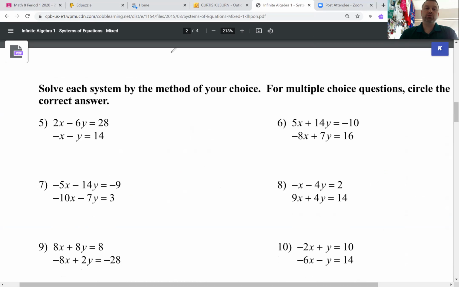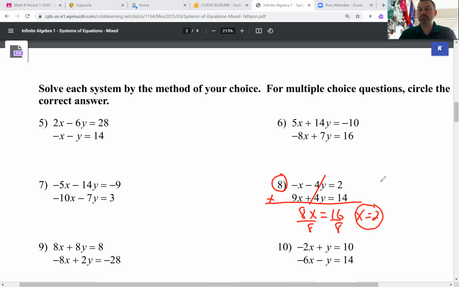Actually, we'll start at number 8 first. The way this is set up, one of the two variables cancels out without doing any work. Which one cancels out without doing any work, the x or the y? That's right, the y, because a negative 4y cancels out a positive 4y. So then combine your x's, you get 8x equals 16, divide by 8, and without a whole lot of work, you get x to be 2.